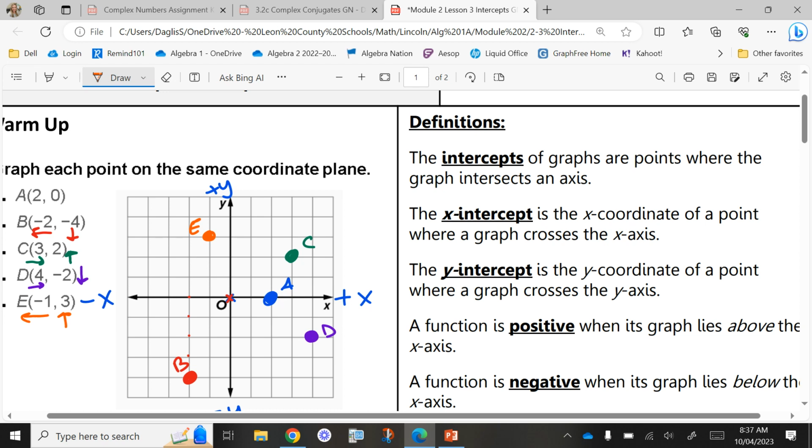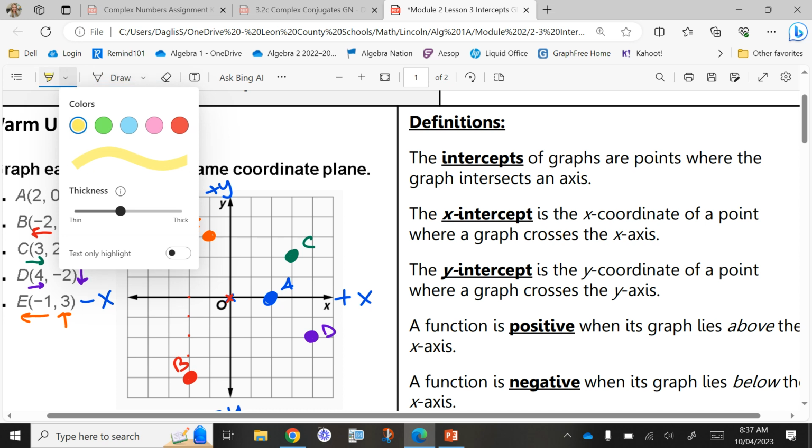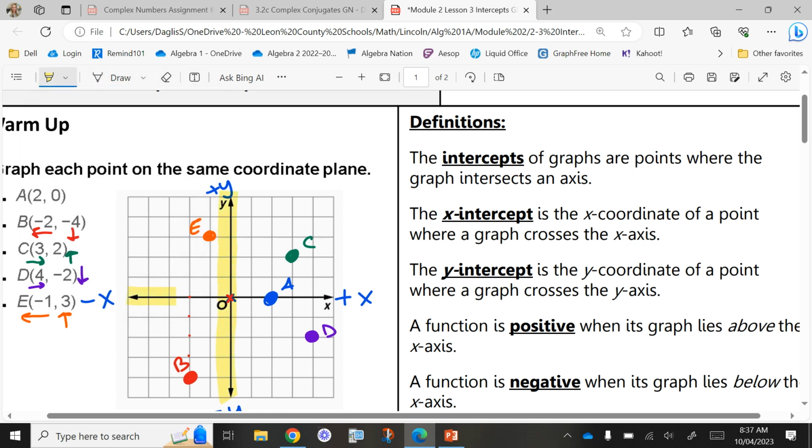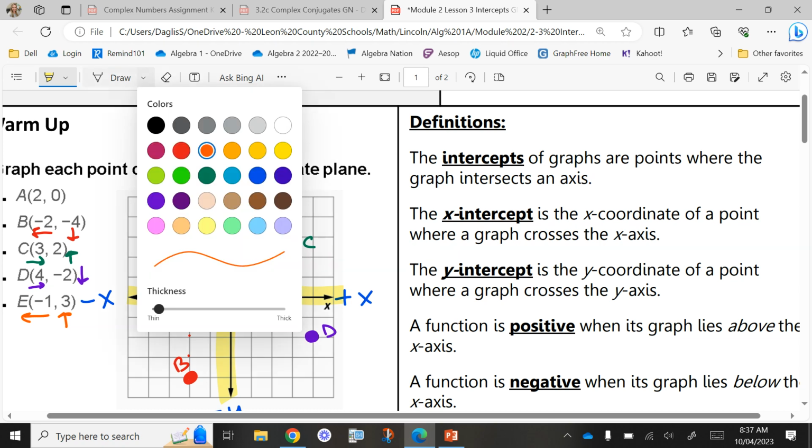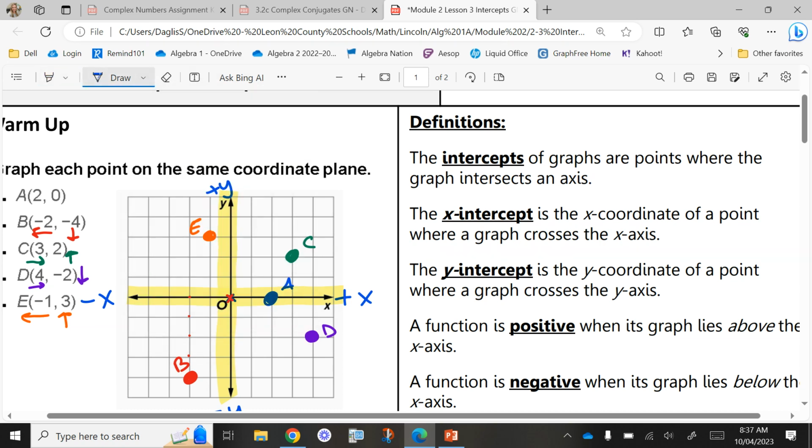So did I plot any intercepts when I plotted them in my warm-up? Are any of those sitting on an axis? So let me show you what I'm talking about. Like this is the y-axis, and this is the x-axis. Did anything get plotted on one of those? Yeah, point A got plotted on which axis? The x-axis, so it's an x-intercept. So in our warm-up, point A was an x-intercept. So we're going to look at those today.